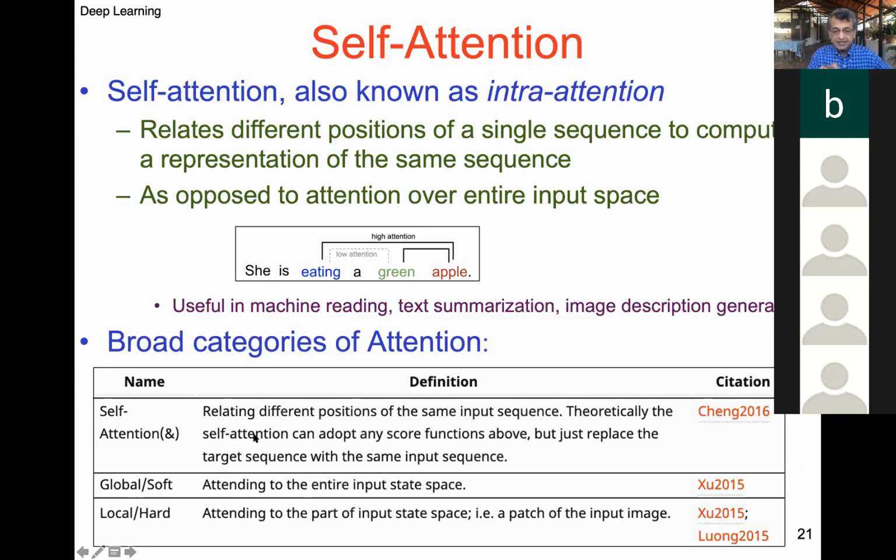Theoretically, the self-attention can adopt any of the score functions above, but replace their target sequence with the same input sequence. So it is not just for machine translation, but figuring out what is the influence of words within a sentence. And there are other variations, global, and then there is also local and so on. So pretty active area of research.